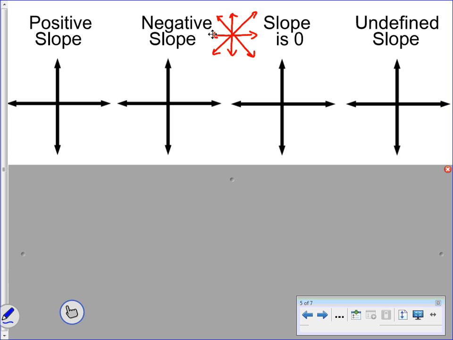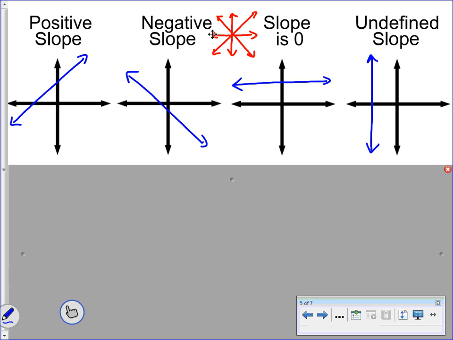So let's see if you drew the correct lines. A positive slope line goes up from left to right. A negative slope goes down from left to right. A zero slope is a horizontal line. And an undefined slope is a vertical line. Those are what the four types of slopes look like on a graph.